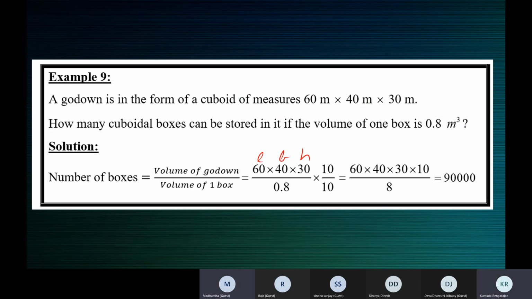Good evening, ma'am. Good evening, Madhumita. Ma'am, I joined late because I had Hindi tuition and I just came back, ma'am. All right, Madhumita. Yes, ma'am.